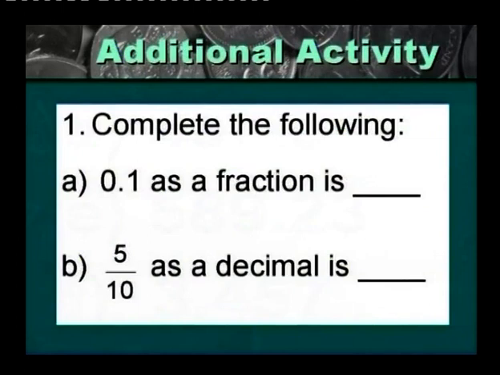Now, class, our additional activity is on the screen. Okay. Before we copy the additional activity down, we can say that all numbers on a place value chart are separated by a decimal point, and we can write decimal numbers as fractions. Okay, our additional activity is on the screen right now. Receiving students, you can copy that down. Receiving teacher, you can copy the additional activity down.